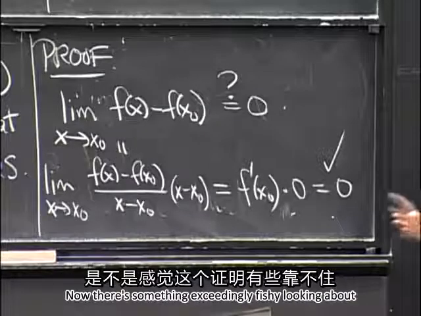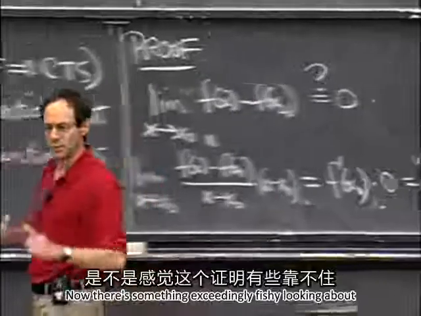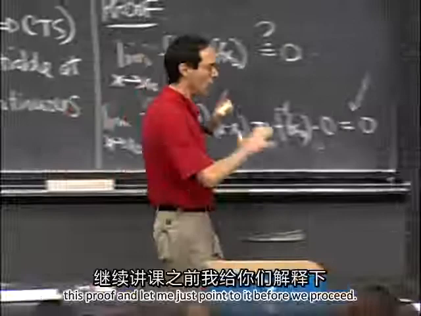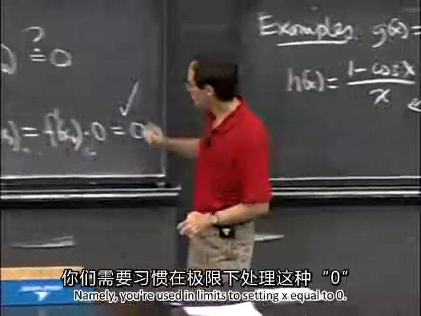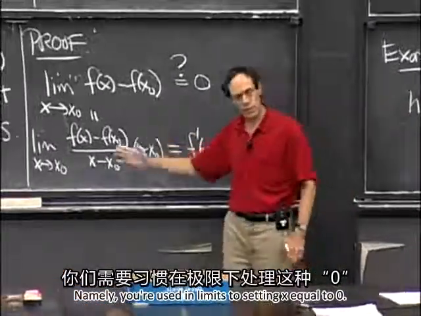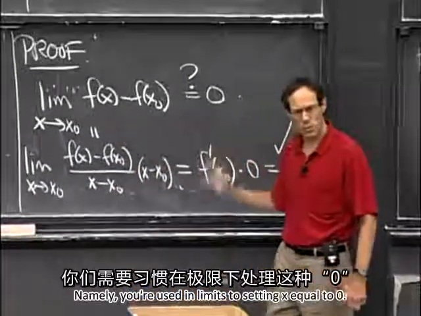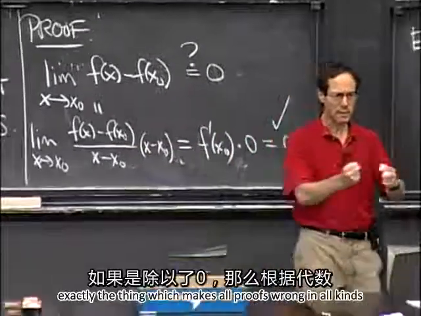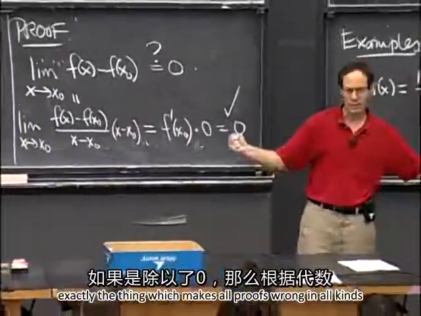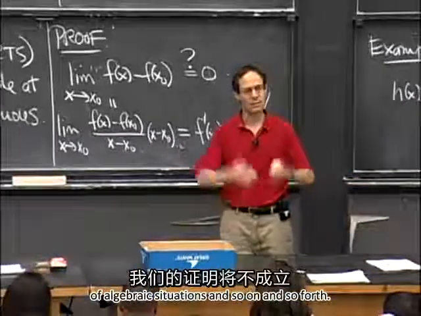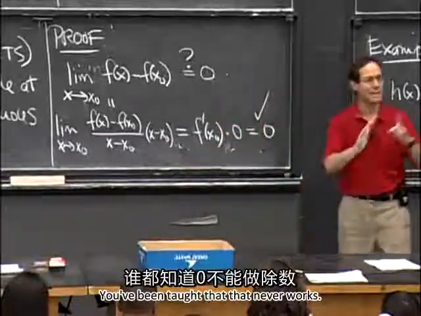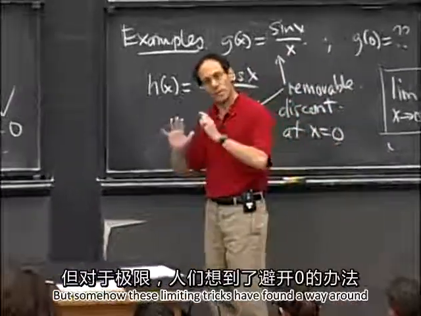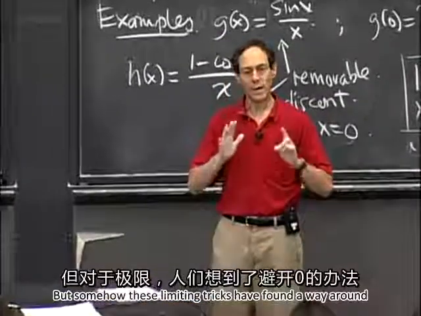Now, there's something exceedingly fishy looking about this proof, and let me just point to it before we proceed. Namely, you're used in limits to setting x equal to 0. And this looks like we're multiplying and dividing by 0, exactly the thing which makes all proofs wrong in all kinds of algebraic situations and so on. You've been taught that that never works, right? But somehow these limiting tricks have found a way around this.